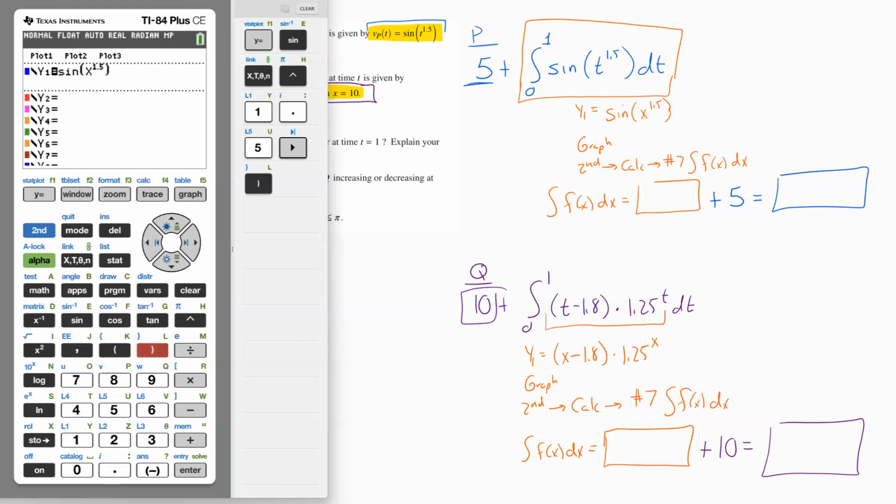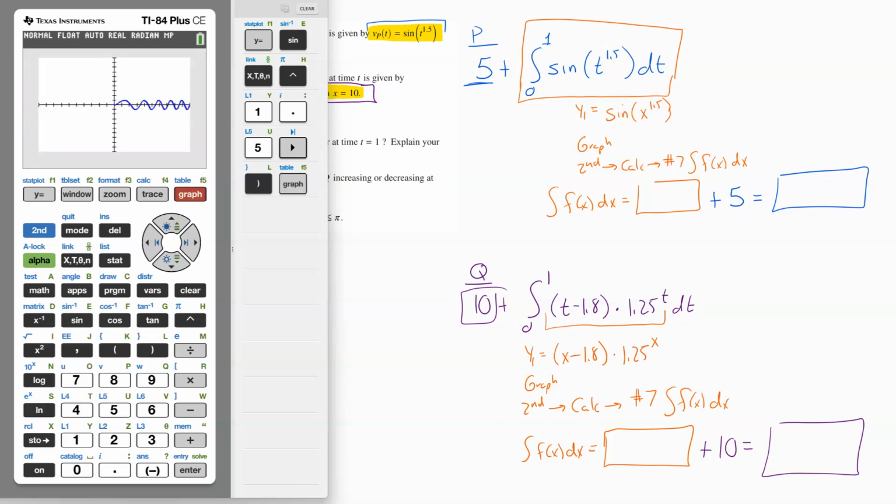Stay in radian mode the entire test. Everything in the AP Calc test is in radian mode, so just put your calculator in radian mode and don't change it from there. So we'll shove that into Y1. We'll graph that. And now from there, we're just going to go to our calc menu.